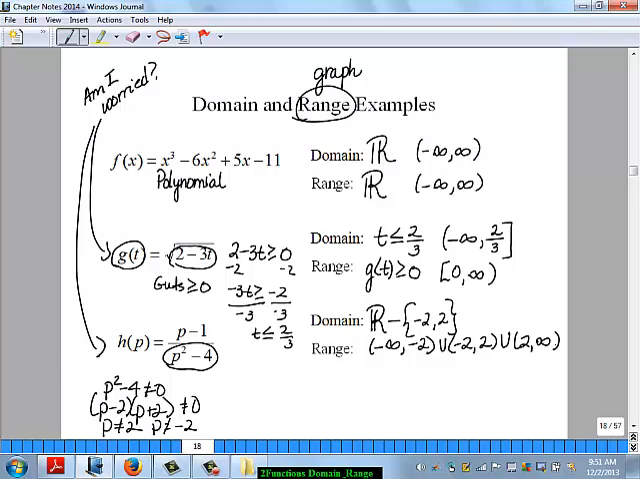The range on this one, you'd actually have to look at the graph, and it uses all the values, so I'm going to say that h of p is an element of the reals, or we can just call it all real numbers. Let's just call it all real numbers for my range, and that would be from negative infinity to positive infinity. Again, we will go over this more in class, but this is just an introduction.